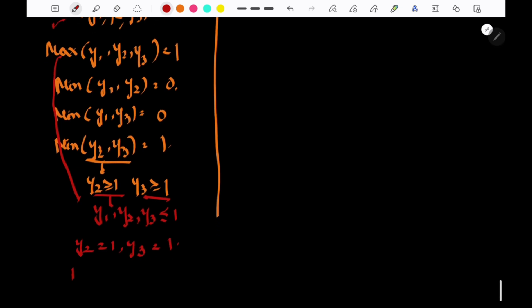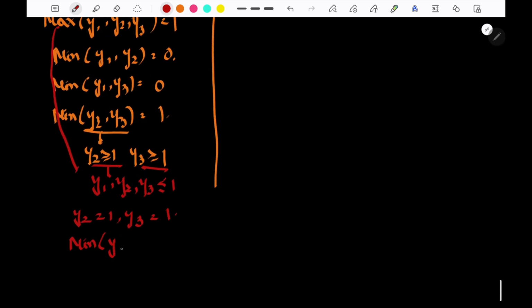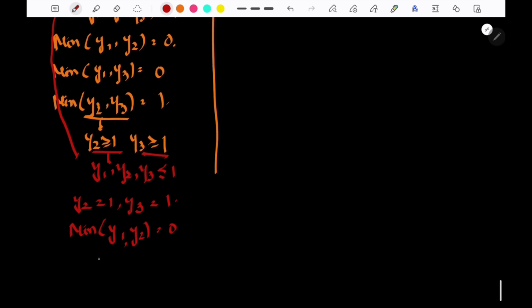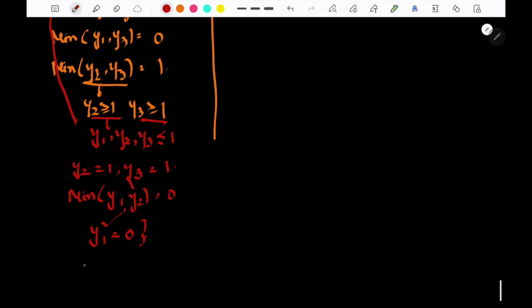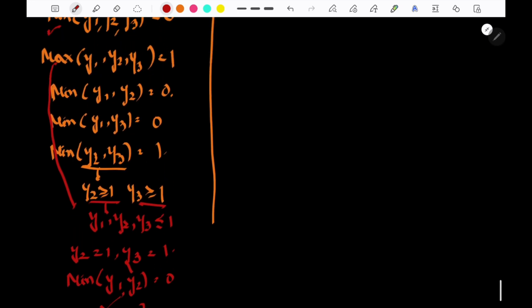Now it is given that minimum of y1, y2 is equal to 0. So basically y1 must be 0, because y2 is 1. So what are the possible triplets? 0, 1, 1. That is the only possibility for this triplet.